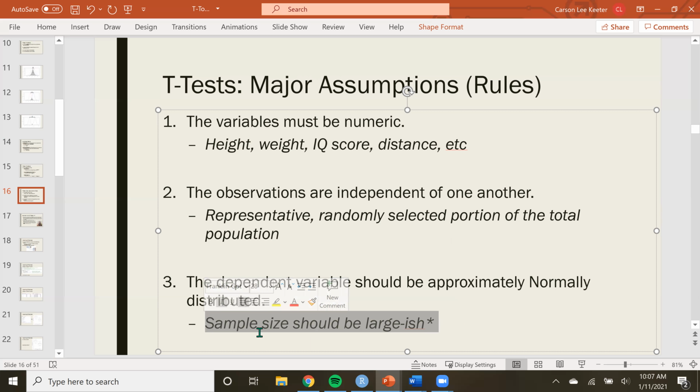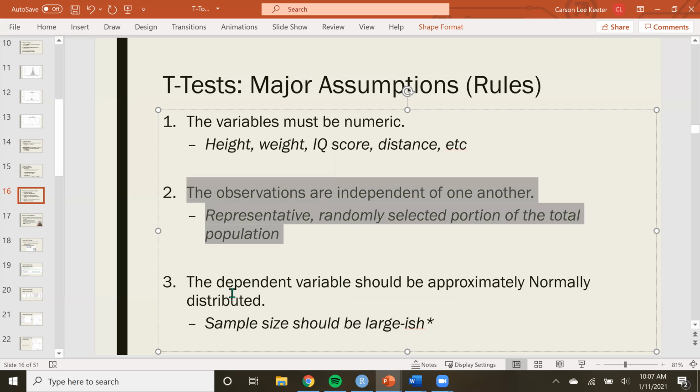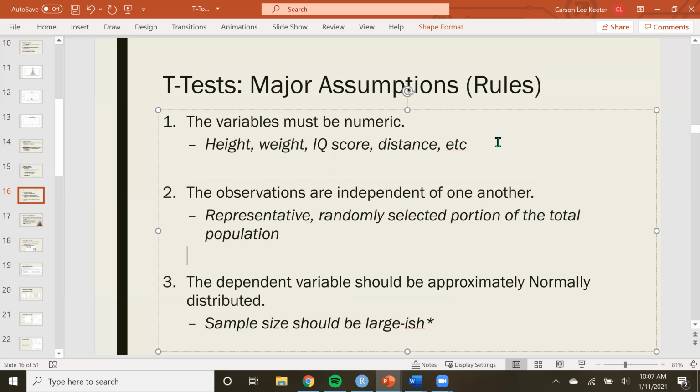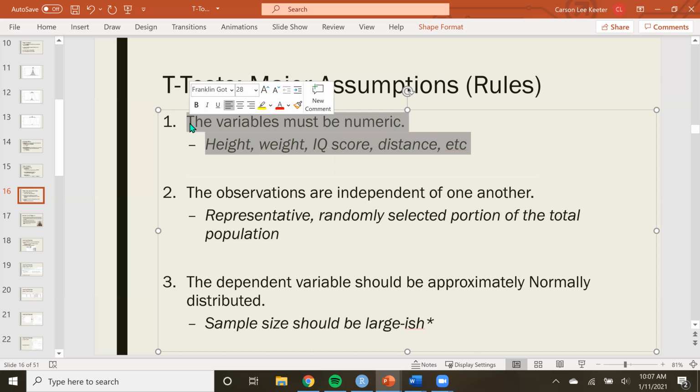So out of all of these rules here, this one is always going to be given to you. You can always assume that this is true. You can always assume that the things are going to be numeric. I'm not going to give you some weird thing.